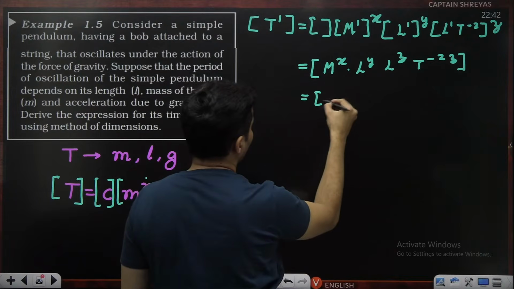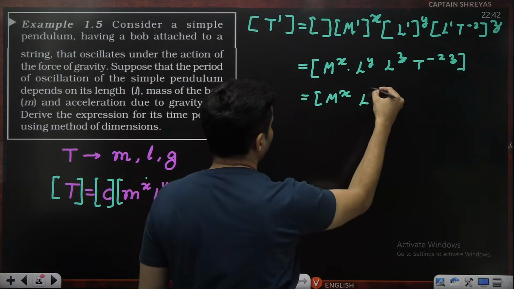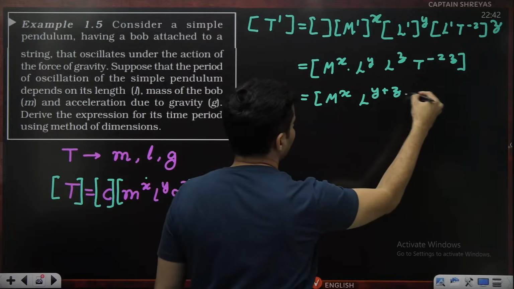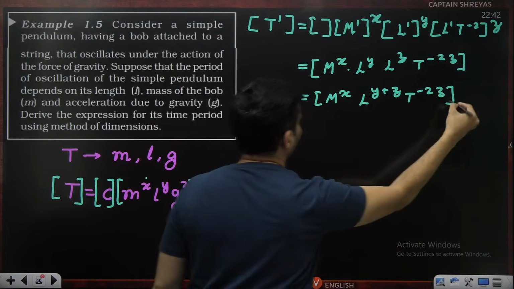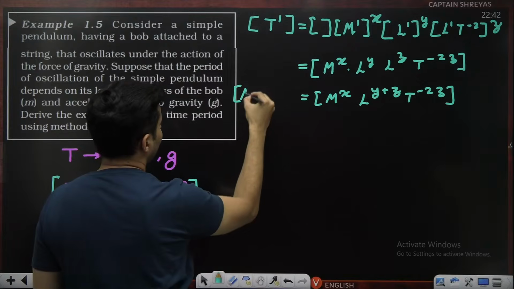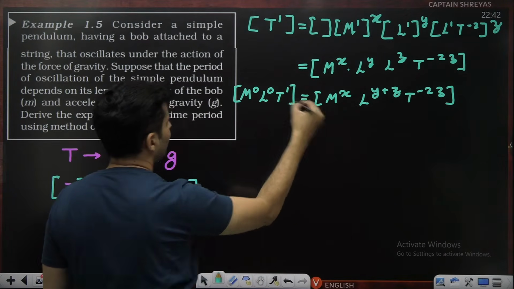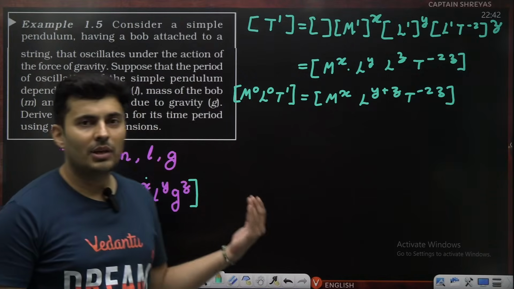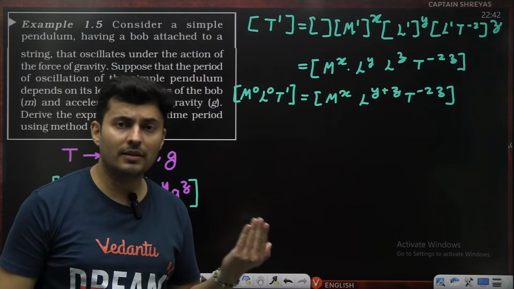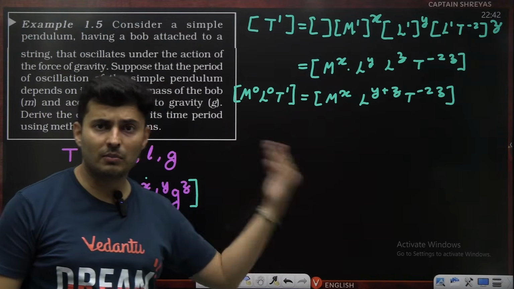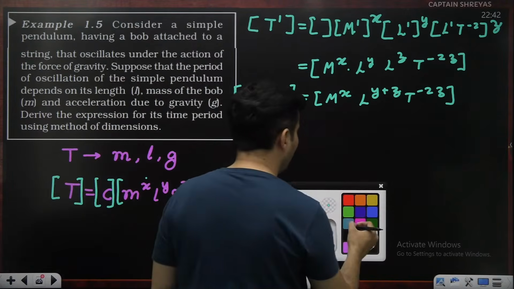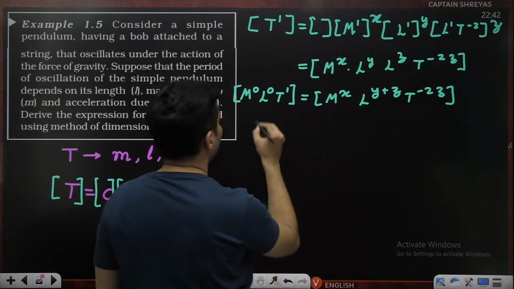Combine the two, so it will become m raised to x, L raised to y plus z, t raised to minus 2z. On the left hand side, mass wise there is nothing, length wise also nothing, time wise there is 1. We know any equation which is true should be dimensionally true. The dimension should match on both sides. So naturally, my next step will be to compare the dimensions.